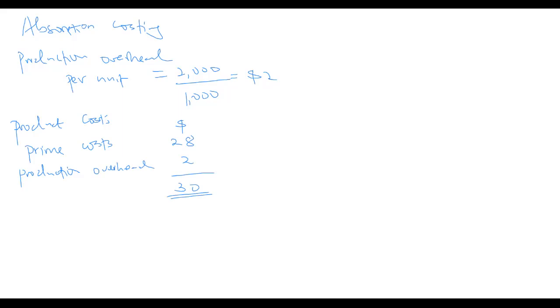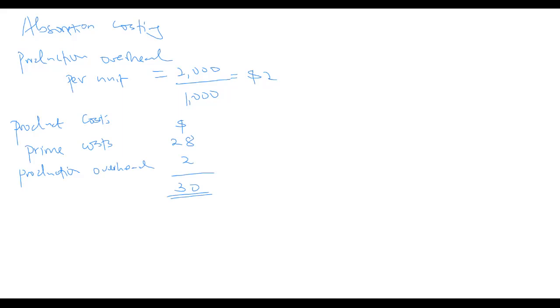We get therefore that $30 will be the cost per unit because you're using the absorption costing method, where the fixed production overhead becomes part and parcel of the product cost. Therefore the cost of the product becomes $30. I think we can begin. Revenue remains the same. Revenue doesn't depend on the costing method you're using.